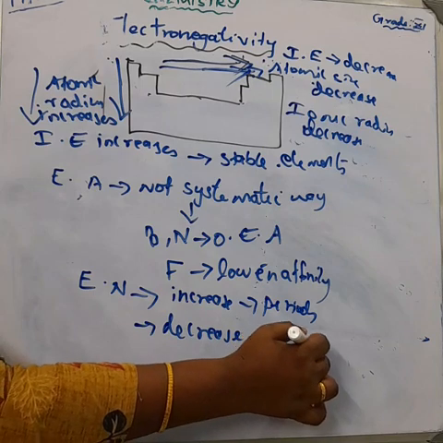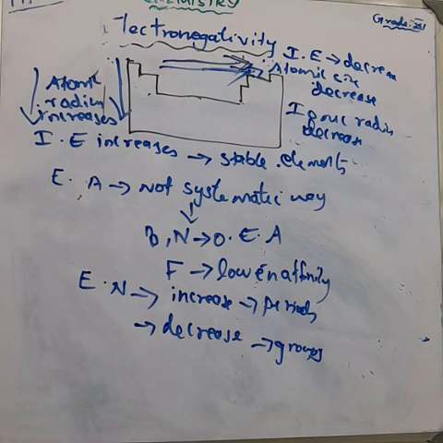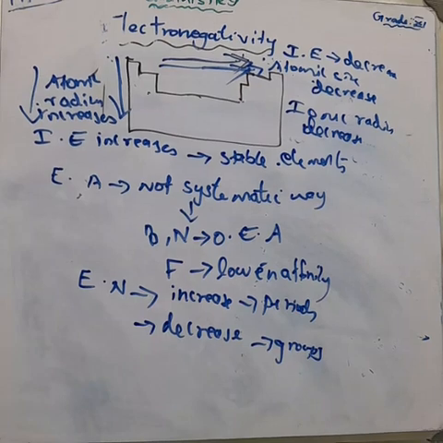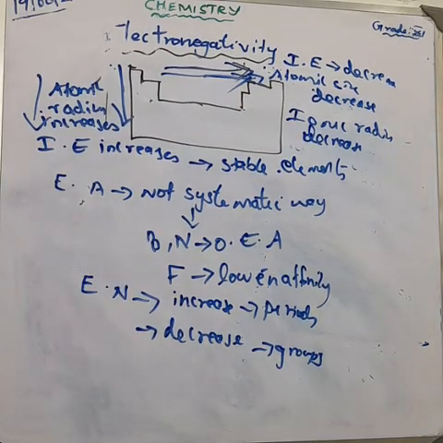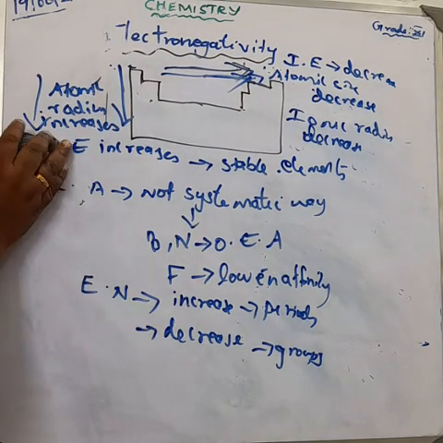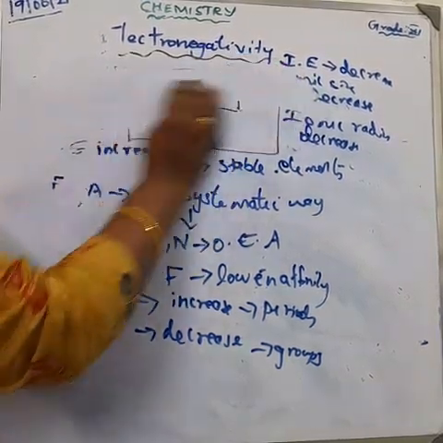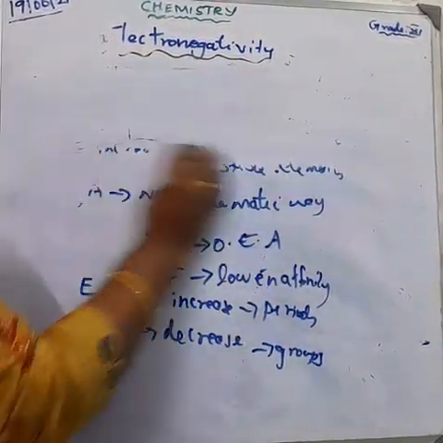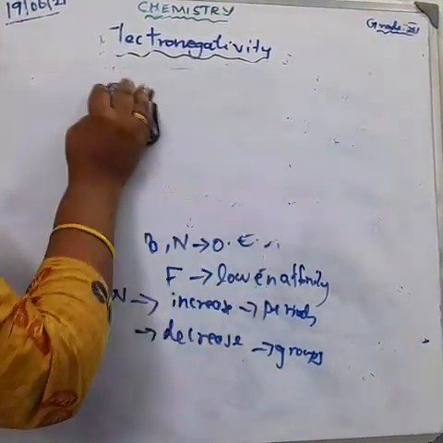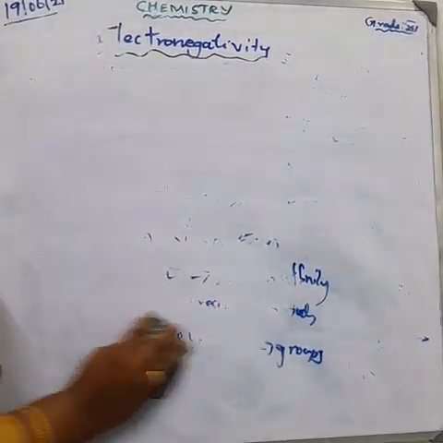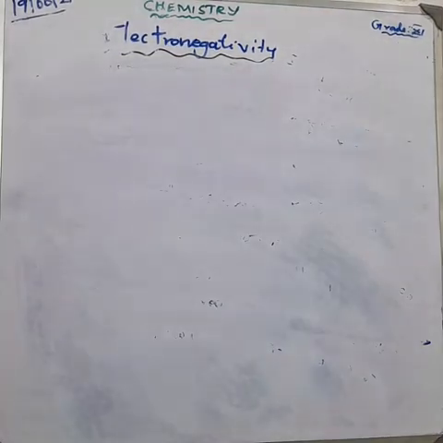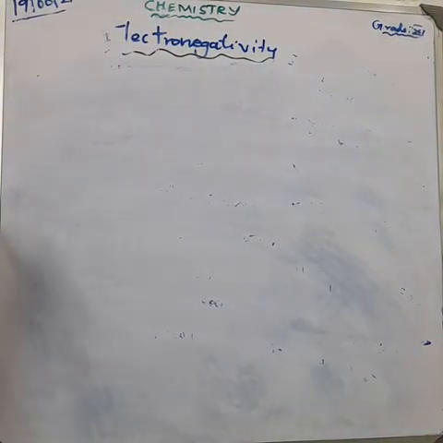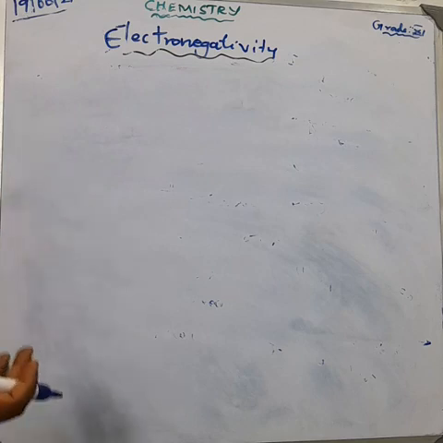Okay, these are about the periodic trends in physical properties. Then we are going to study periodic trends in chemical properties in the next class. What are the chemical properties? Valence or oxidation states, anomalous properties of second period elements, and periodic trends in reactivity. All this we will study next class.